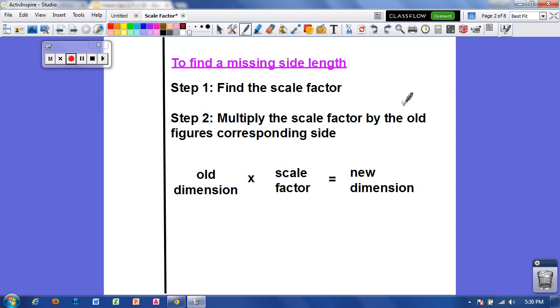Now, you may have a missing side length. So, step 1, you want to find the scale factor. Step 2, you want to multiply the scale factor by the old figure's corresponding side. So, on the previous page, we took that old dimension of 3, multiplied it by a scale factor of 4, to get the new dimension of 12.